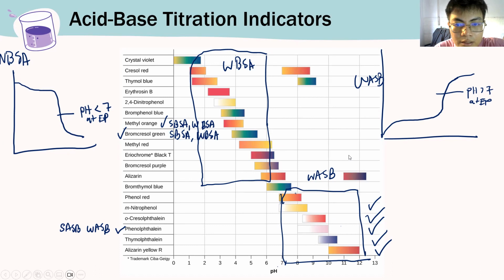Kunwari, ito yung post-equivalence point, pH 10, tapos pinili mo ito, aerochrome. So, puro blue na lang yan. Di mo na ma-distinguish kung ano yung post-equivalence point. Unlike when you choose this, pag nasa equivalence point ka, pink yung phenolphthalein, pero at the post-equivalence point, kulay red na siya. Okay? So, you want to choose an indicator that will start changing color at the endpoint and to the post endpoint.